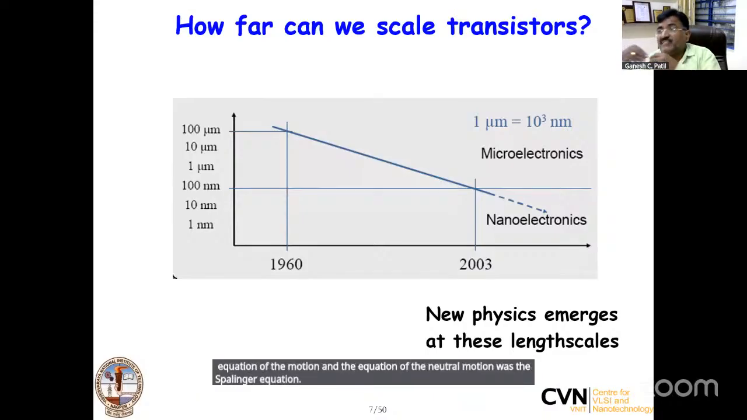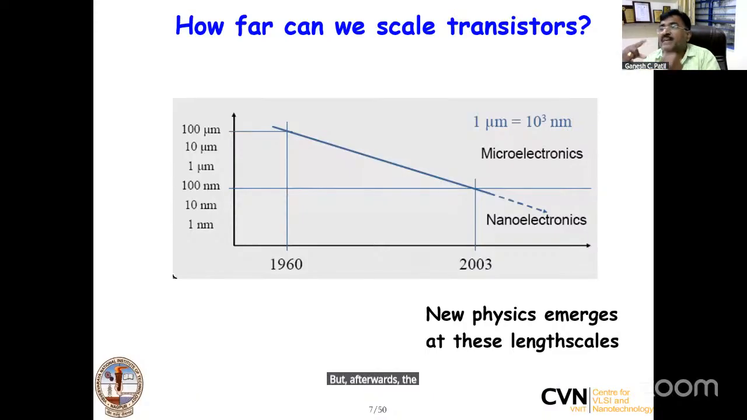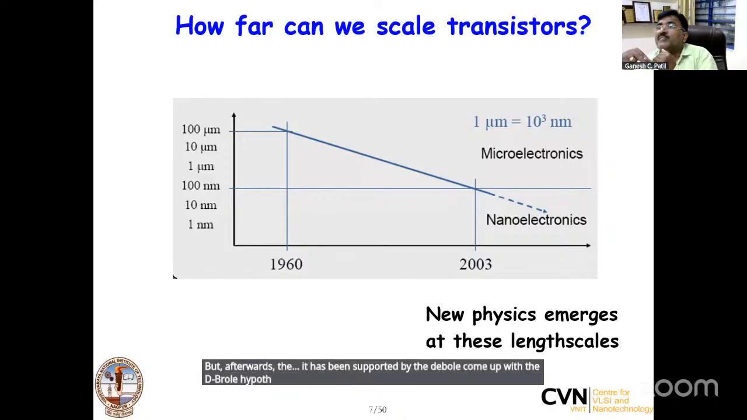equation of motion, and the equation of the electron motion was the Schrödinger equation. But afterwards, it was supported by de Broglie. De Broglie came up with the de Broglie hypothesis. He said no, there will be the presence of wave nature as well. Then it was supported by Planck, who came up with Planck's constant. It was supported by Heisenberg, who came up with the Heisenberg uncertainty principle.